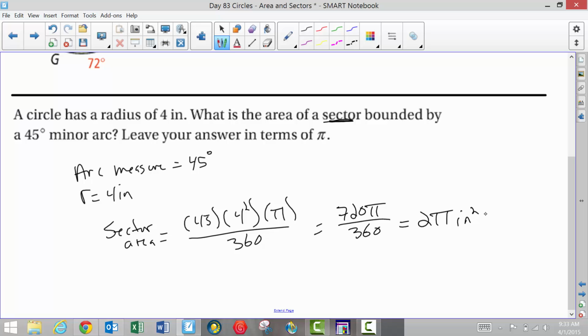And that's the area of a sector of a circle. So area of a sector of a circle is a slice of pizza. You can find the area of your slice of pizza by arc measure times radius squared times pi divided by 360.